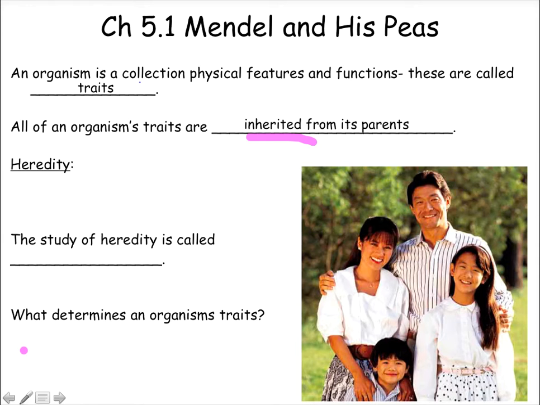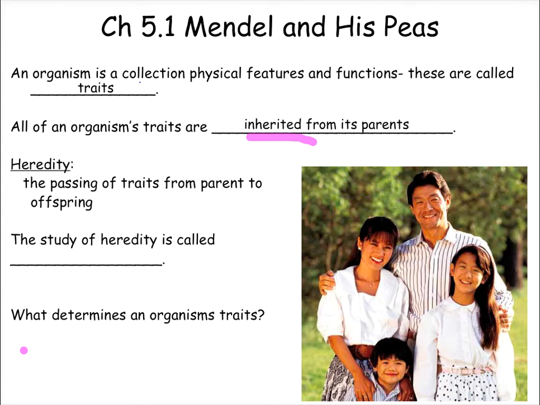So we have this vocabulary word, heredity, which means something that is inherited. Here, what I would like for you to have for the definition is that heredity is the passing of traits from one parent to its offspring. From a set of parents to offspring.